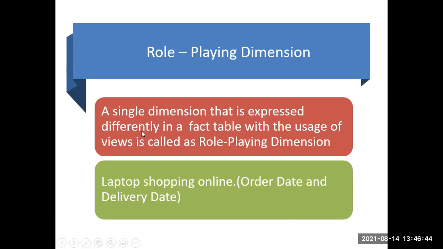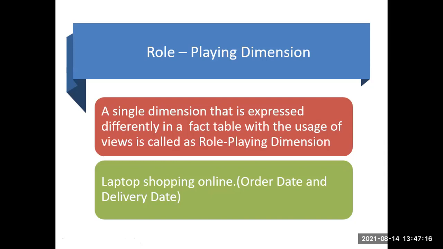Role playing dimension. A single dimension that is expressed differently in a fact table with the usage of views is called a role playing dimension. Laptop shopping online. How the dimension will go on changing. Now, if you purchase any item online here, you will check that order ID, when you had ordered, on which date, and you are supposed to find out the delivery date also here. So here for date, we are having two roles. When did you order and when is the delivery happening.